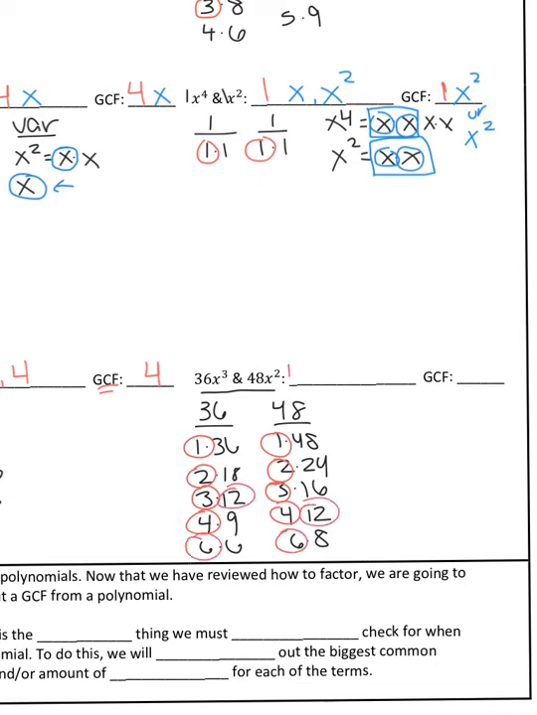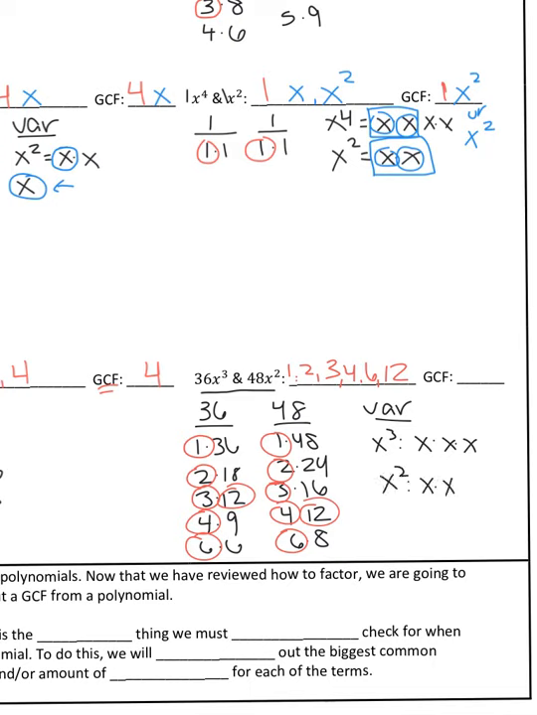All right, so there's a lot of them here. So 1, 2, 3, 4, 6, and 12 are all the numbers. And then if I look at my variables over here, I had x to the 3rd, which is x times x times x, and I had x squared, which is x times x.